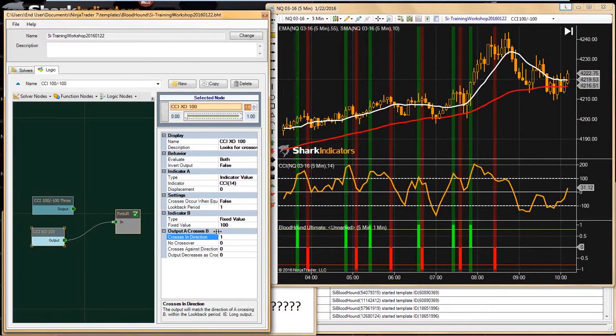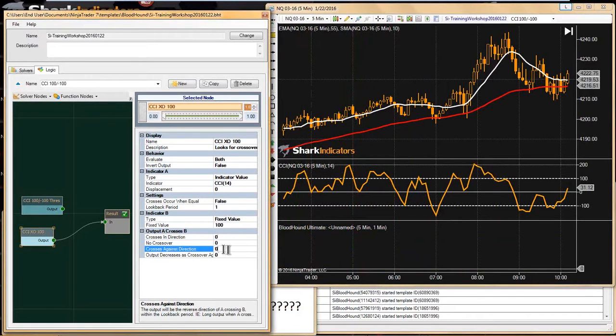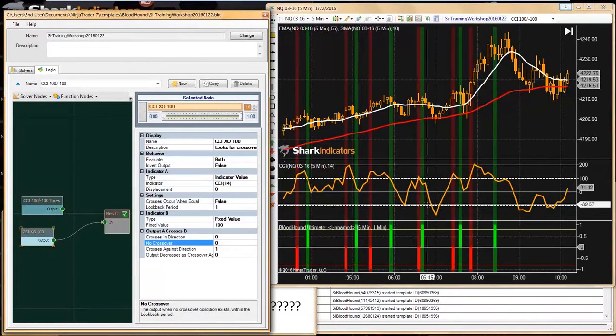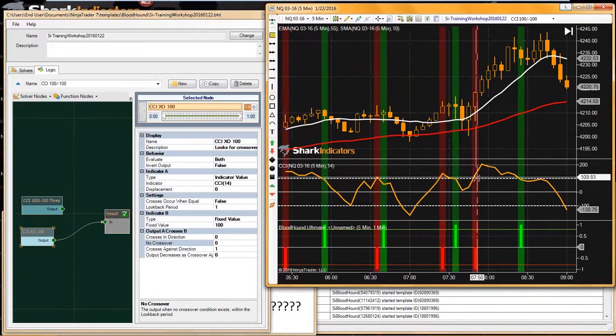then what we have to do is change the outputs here. So you see down here the output section. So we have crosses in direction. I can turn that off, set it to 0, and then we have crosses against direction. I can turn that on, and now when we see the CCI crossing above positive 100, now we're getting a sell signal right there, right?